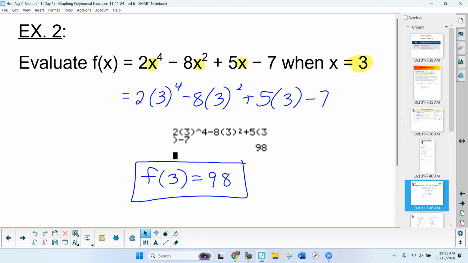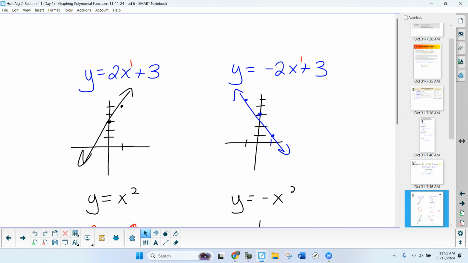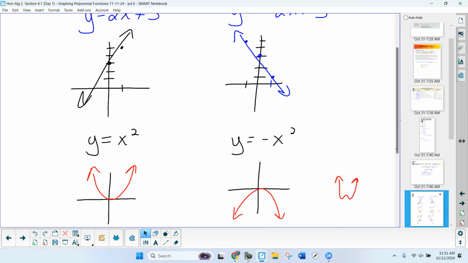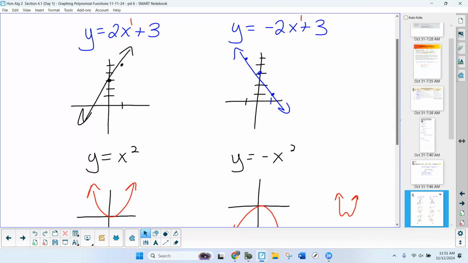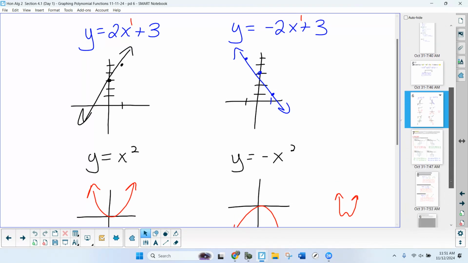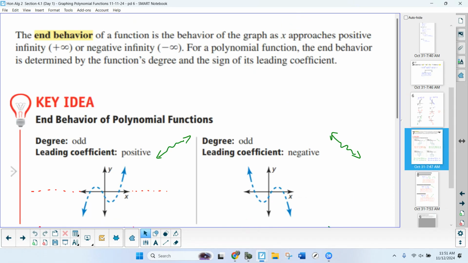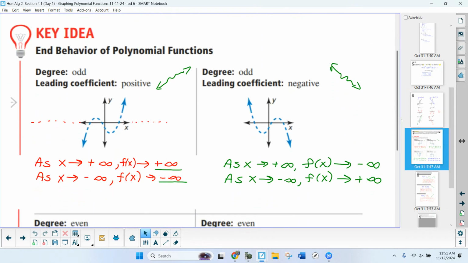Then we discussed if we have a linear function that is positive, it goes up to the right, negative, it goes down to the right. If we have x squared that's positive, they both go up, negative, they both go down, and that is true for any even or odd polynomial. And then positive or negative leading coefficients. So then we talked about end behavior. If it's odd, they go in opposite directions. If it's odd and positive, it goes up to the right. Odd and negative, down to the right.